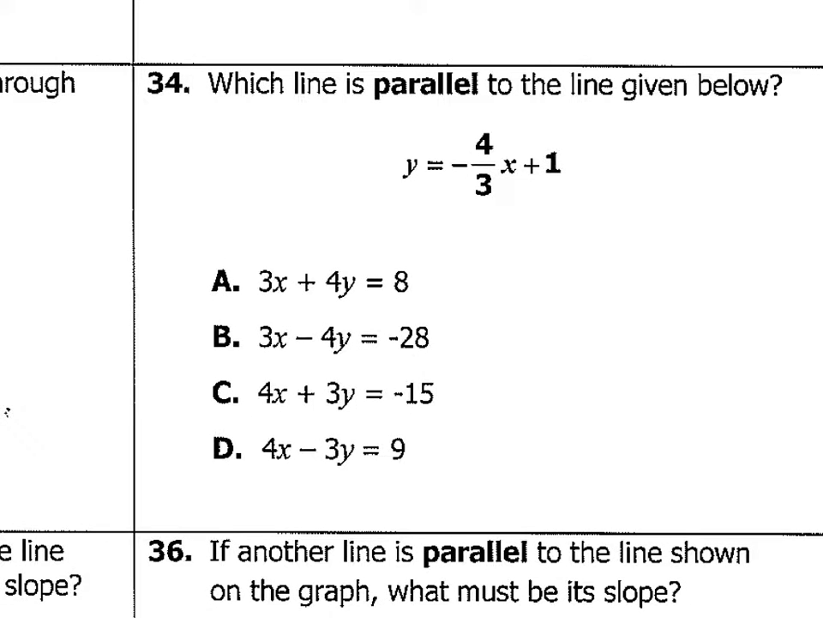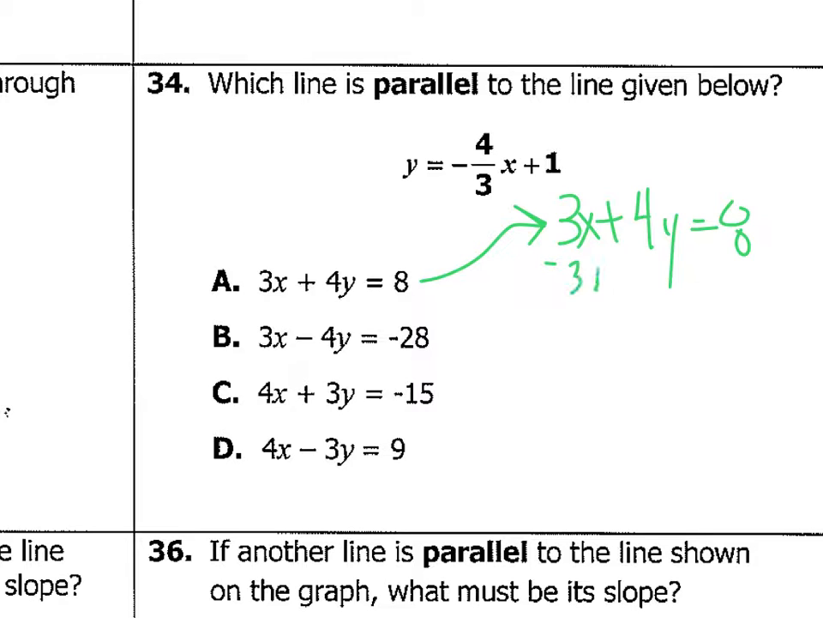(34), which line is parallel to this line right here? So his slope is -4/3. Who here has a slope of -4/3? Right now, you can't tell. You need to rearrange each of these and put them in slope intercept form. So for example, I'll do letter A for you, and then you've got to do the rest.